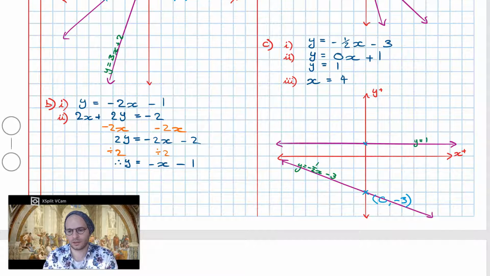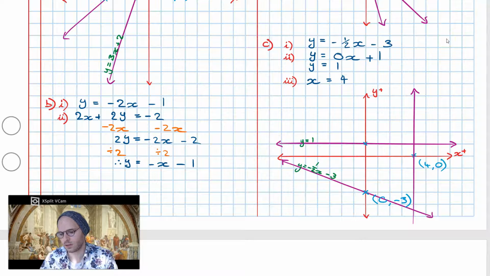Alright, final one, x equals 4. Well, if y was a horizontal line, then the next one is going to be a vertical line. So we're going to locate the value of 4, which is over here. And I'll mark it out as 4, 0. And then I will carefully shuffle this guy across here so it doesn't get in the way. Then I'm going to draw a vertical line. So for all values of y, x is going to equal 4. And what I should have done is I should have marked this out.